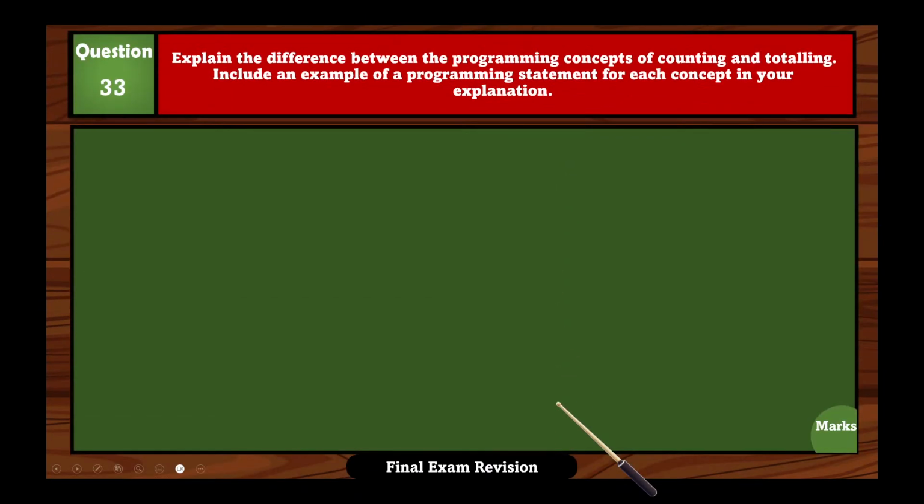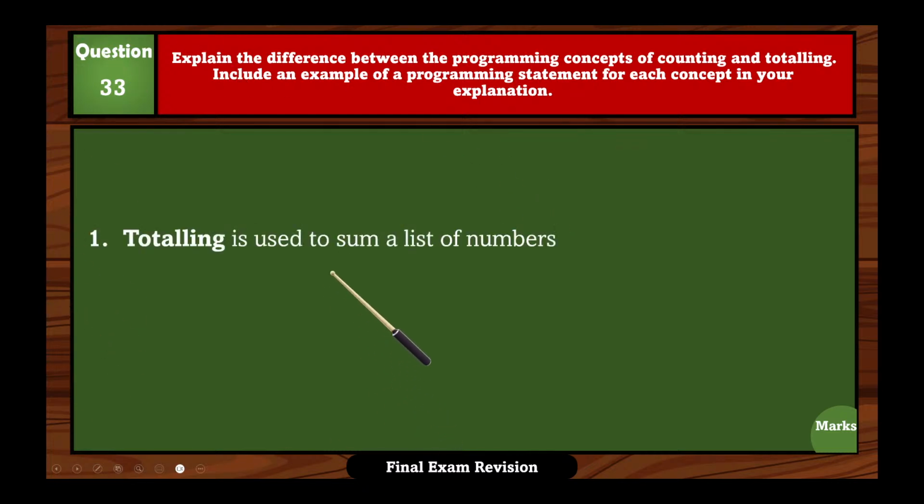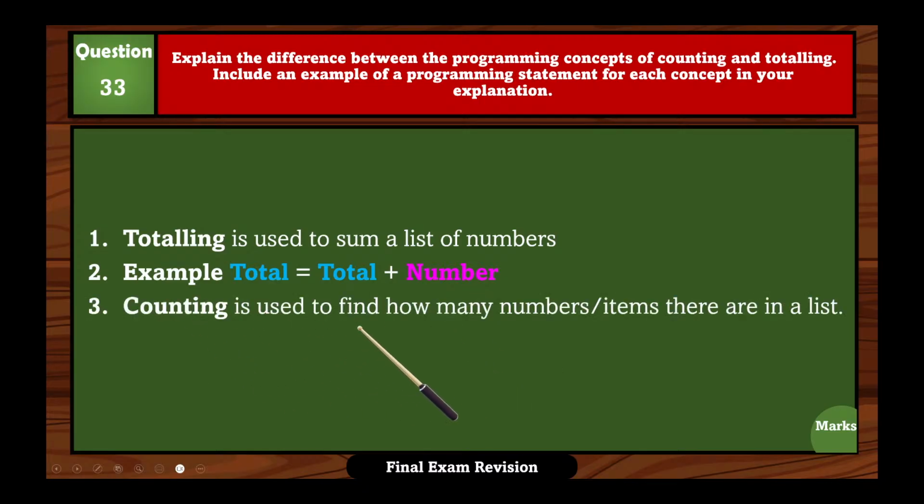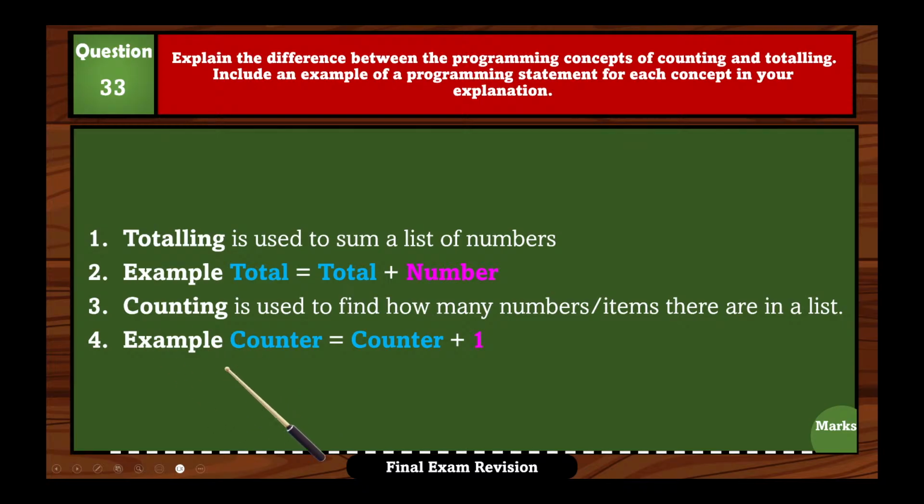Okay, question 33. Explain the difference between the programming concepts of counting and totaling. Include an example of a programming statement for each concept in your explanation. So what is totaling? Totaling is used to sum a list of numbers, and here is the example: total is equal to total plus number. Next one is counting. Counting is used to count how many numbers or items there are in a list. So an example is counter is equal to counter plus 1.